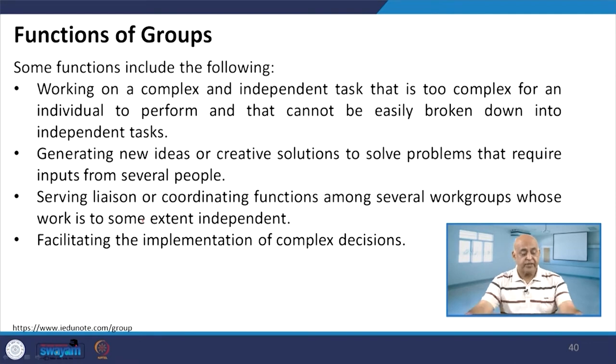Some functions include the following: working on a complex and interdependent task that is too complex for an individual to perform and that cannot be easily broken down into independent tasks. Therefore, they divide this task among the different members. Generating new ideas or creative solutions to solve problems that require inputs from several people.